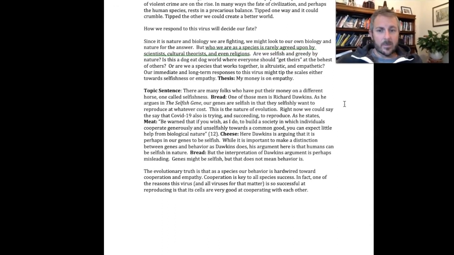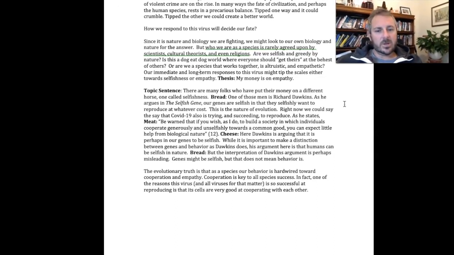As he says, be warned that if you wish, as I do, to build a society in which individuals cooperate generously and unselfishly toward a common good, you can expect little help from biological nature. Here Dawkins is arguing that it is perhaps in our genes to be selfish. While it is important to make a distinction between genes and behavior as Dawkins does, his argument here is that humans can be selfish in nature.